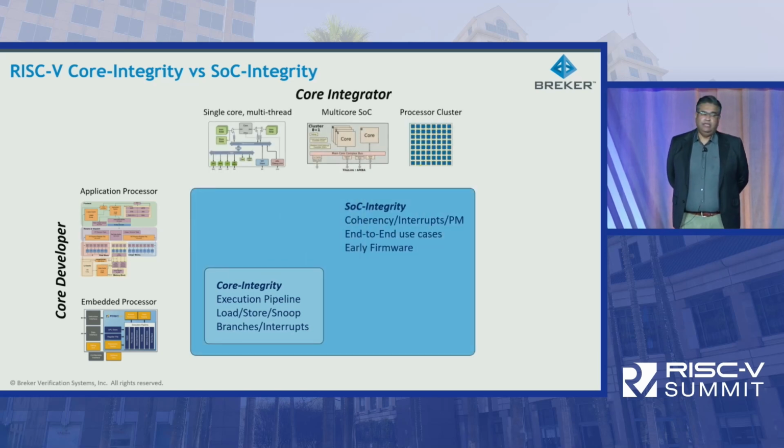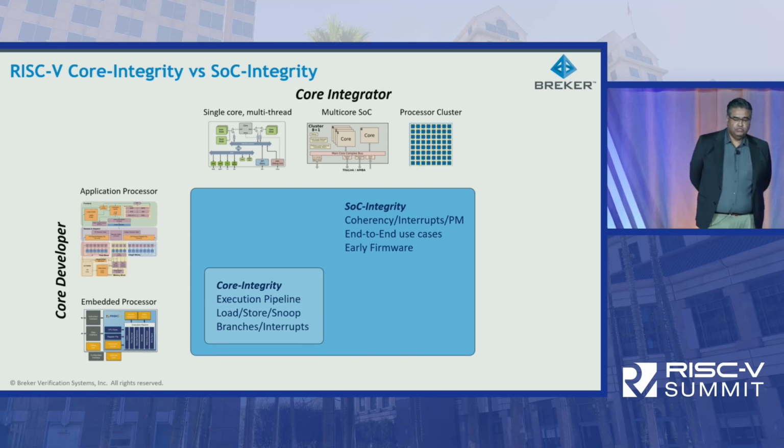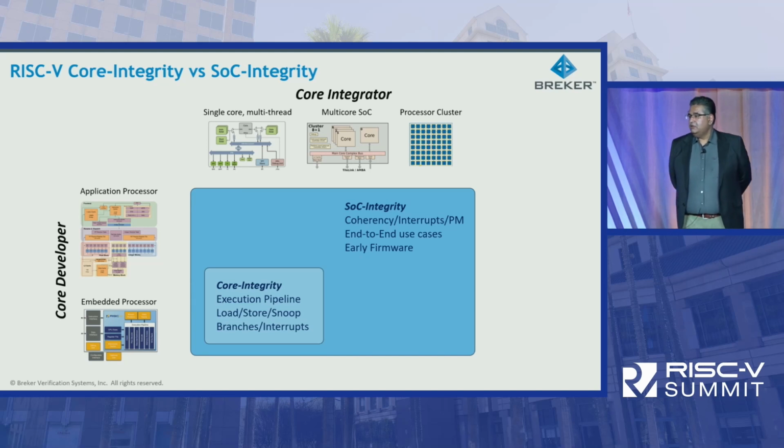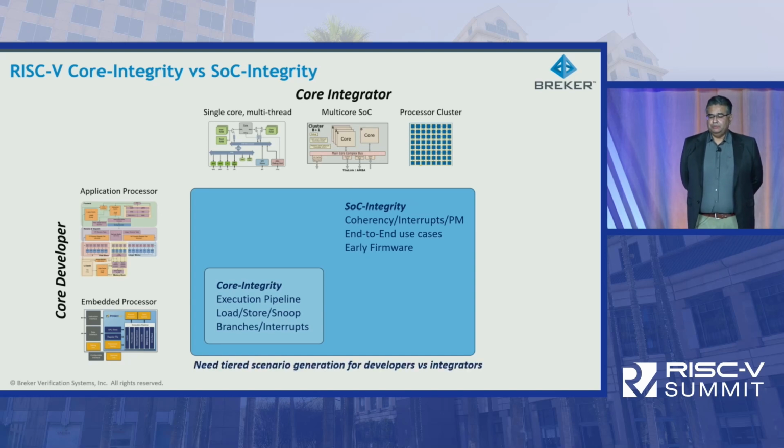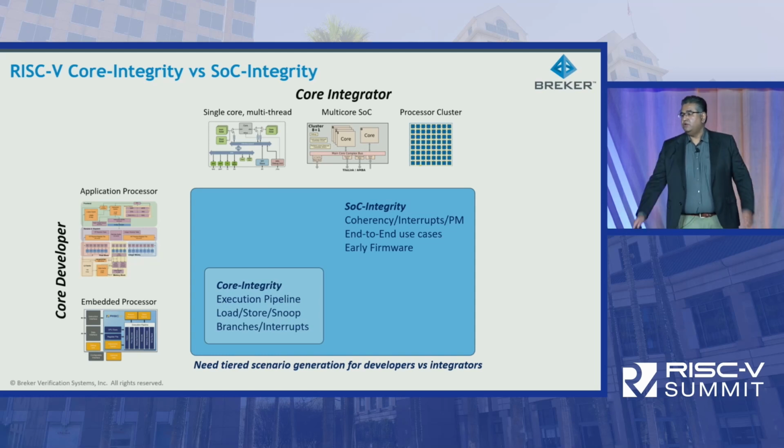Then somebody comes along and takes one or more of our cores and wants to integrate it into a system, and they have a new set of problems to worry about. There, we have to deal with the whole system integrity issue: coherency, interrupts, power management, and so on. Then we want to do the end-to-end use cases, probably data coming in over something like PCI Express, being processed by the CPU, and then DMA'd out to Ethernet or whatever it is, the real use cases that our chip is built for. And we want to bring in early firmware validation, testing that firmware early in the system. So we need two sets of solutions, one focused on the CPU guys, one focused on the system guys.